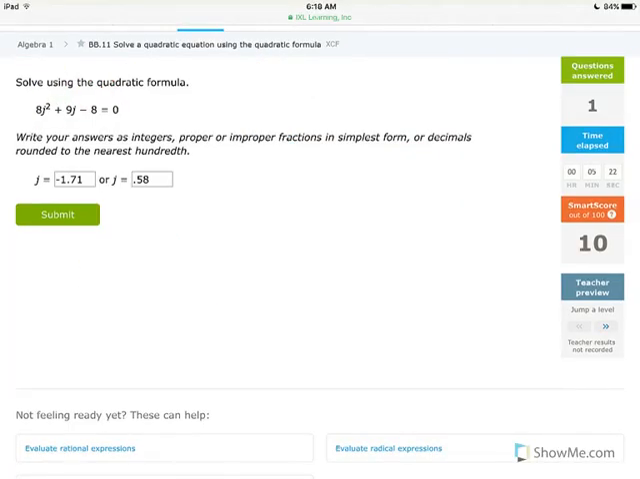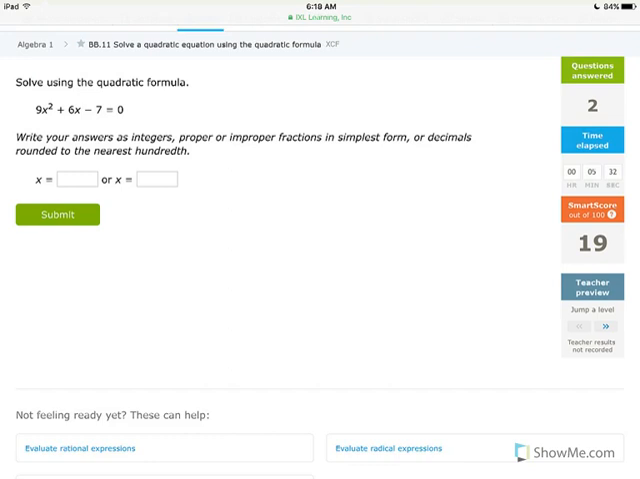So typing in your answer, you should have the -1.71 and the positive 0.58. They did say round it to the nearest hundredth, so that's why we're doing 2 decimal places, and that should be your answer for that one.